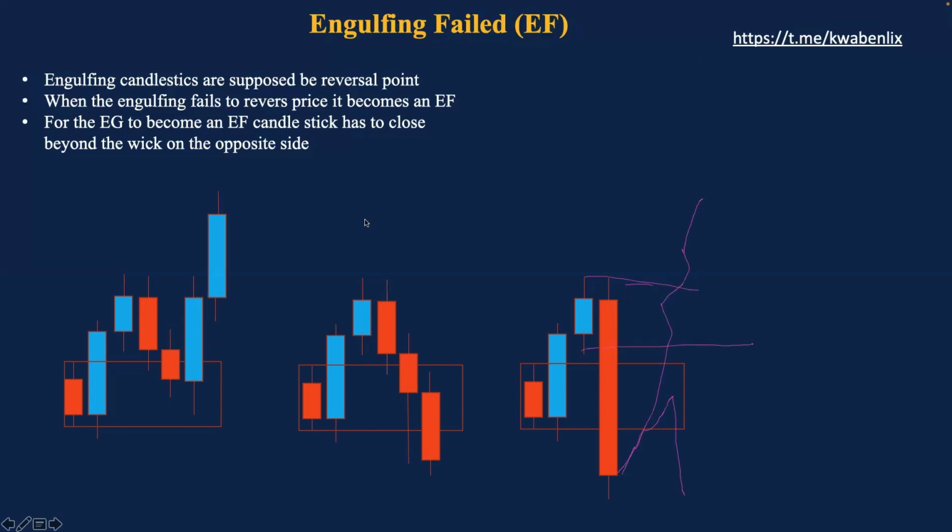Let me do it properly. Let's say after this, price comes and then you have a big candle like this. This one has failed again. So where is the engulfing fail? This becomes the engulfing fail after we close beyond the wick.